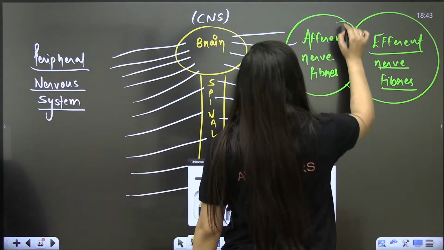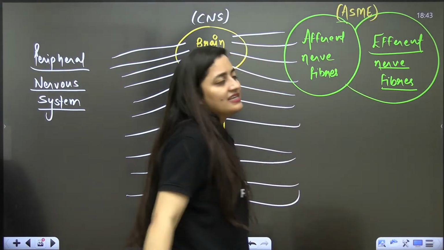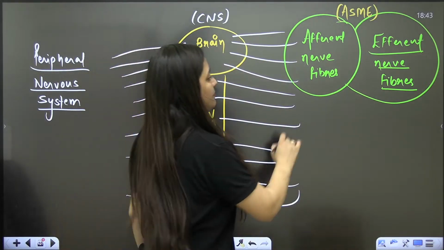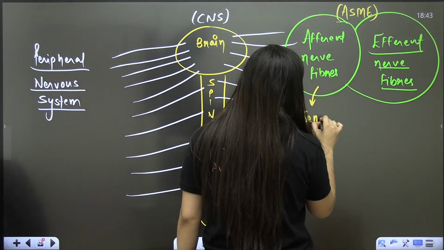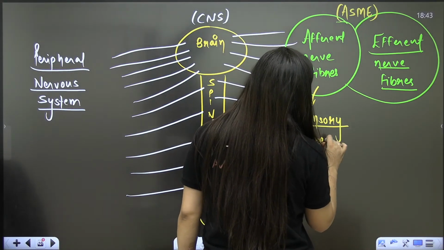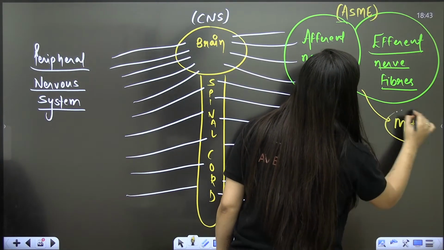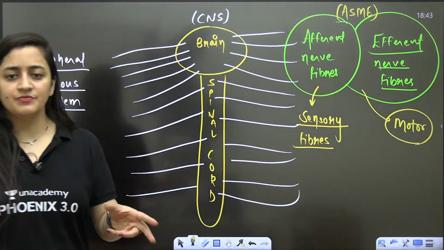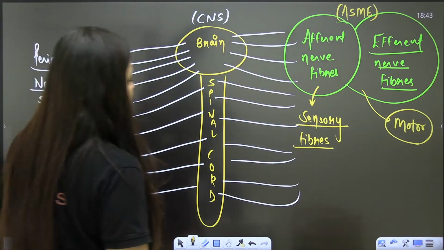Here we have a trick, that is ASME, A-S-M-E. A-S, afferent sensory fibers. Then ME, efferent motor nerve fibers. ASME: afferent sensory, efferent motor. Now, what is the meaning here?